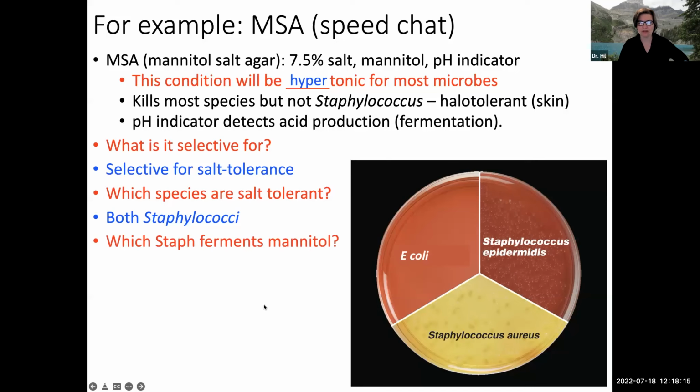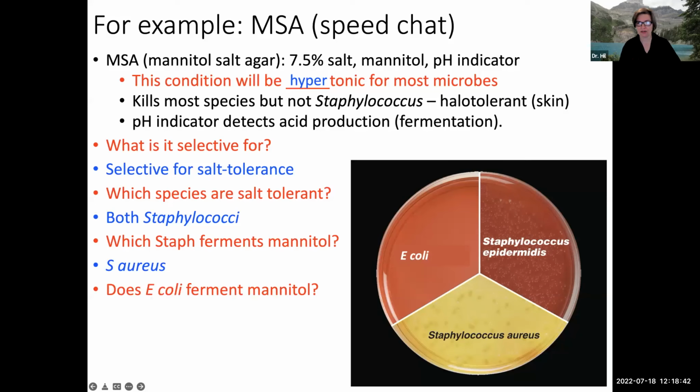Which one of these two species ferments mannitol? That's right, it was Staph aureus. How do we know? Because the agar turned yellow, which means that the pH indicator dye is showing us an acid pH, which would be because the mannitol got fermented.